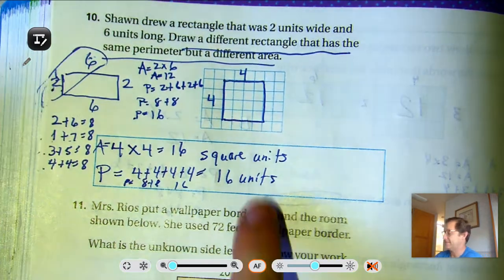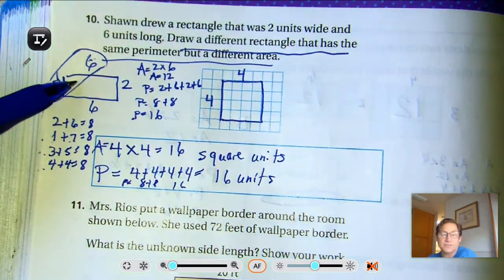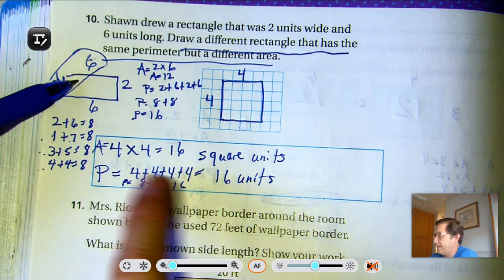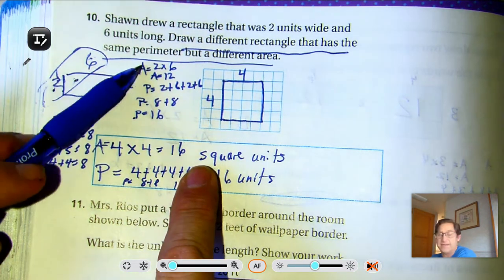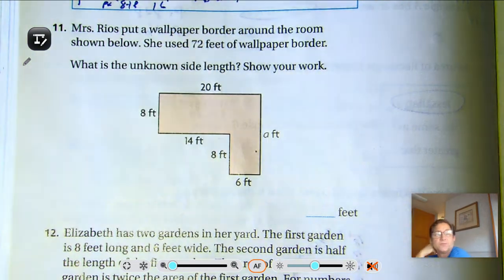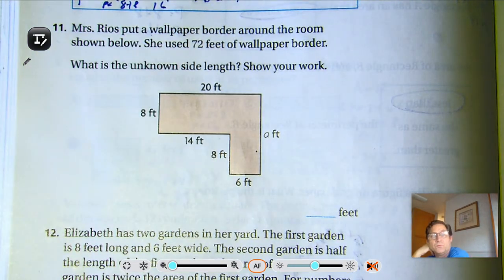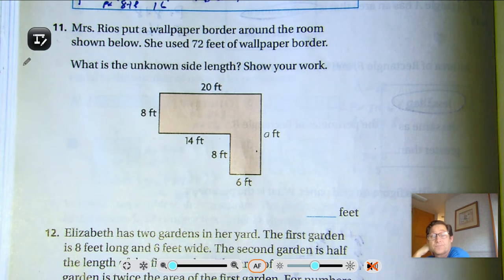So the perimeter of this is 16, which is the same as the 2 by 6. And the area is 16, which is different than the area of 12. All right, Mrs. Rios put a wallpaper border around the room. Border screams out at you, perimeter. Shown below, she used 72 feet of wallpaper border.